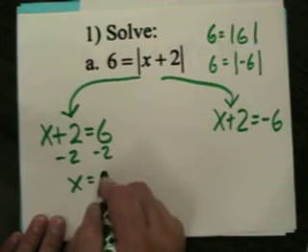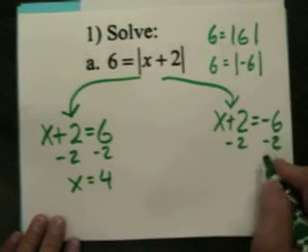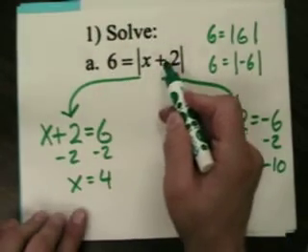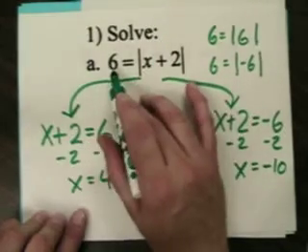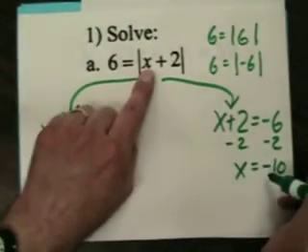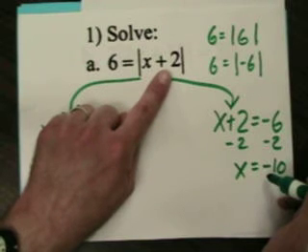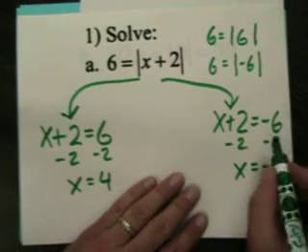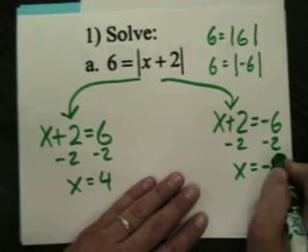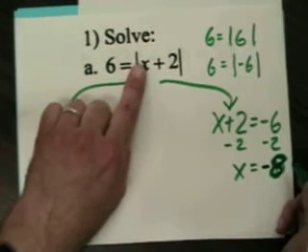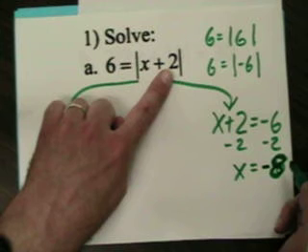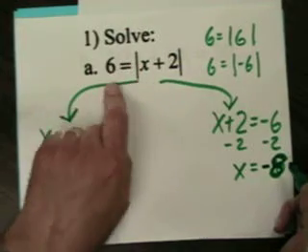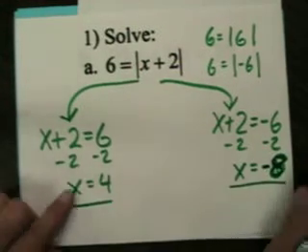Subtract 2: x equals 4, and subtract 2: x equals -10. Now I'm going to check it. Let's plug this in. 4 plus 2 is 6. The absolute value of 6 would be 6. Let's see, -10 plus 2 is -8. Oh, you know, I made a mistake. It's a good thing we checked. Let's try -8 plus 2 is -6, and -6 changes to +6. So I actually have two answers here on this problem.